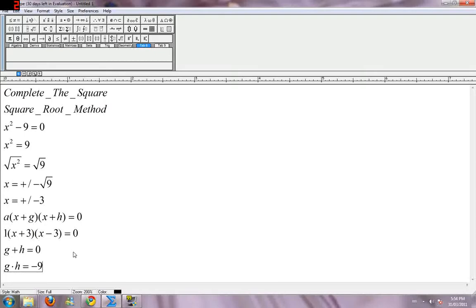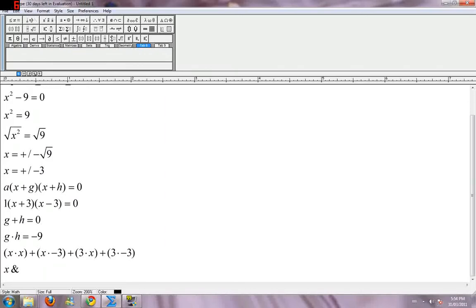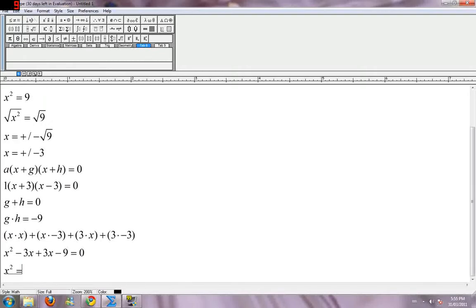And we know that because 3 minus 3 is equal to 0, and 3 times negative 3 is equal to negative 9. Of course, you can check your answer always by expanding, so x times x plus x times negative 3 plus 3 times x plus 3 times negative 3. And you will get x squared minus 3x plus 3x minus 9. These two terms cancel out, and you will be left with x squared minus 9 equals 0. So we clearly got the right answer.